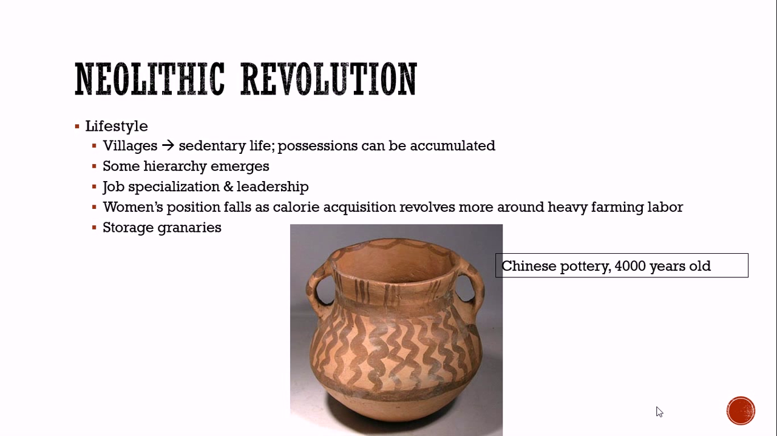It's definitely sedentary. Possessions start to be accumulated, and people need to live near the grain that they've stored. We start to see pottery. This pot that's on the screen right here is about 4,000 years old, and we find it in what was known as Shang Dynasty China.